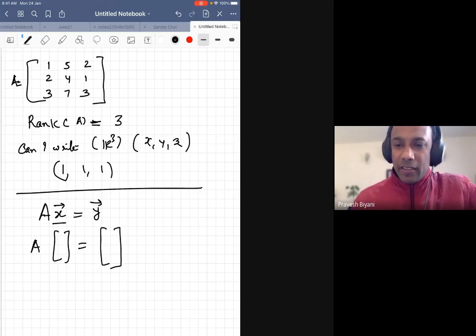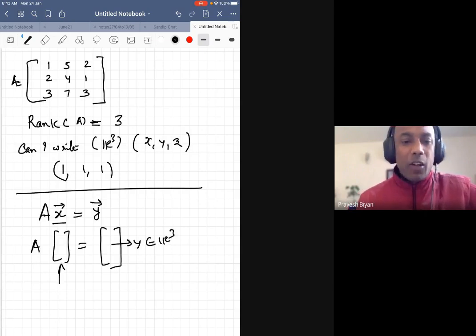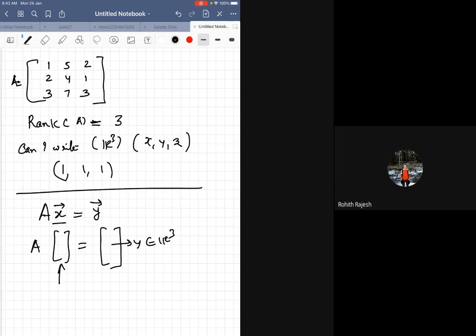Because the dimension of the column space of A is 3, when I take the linear combination of the columns of A, I get a vector of dimension 3, which is exactly what R3 is. That means I can get any point, any y in R3, by linearly combining the columns of A, right? That's the answer.